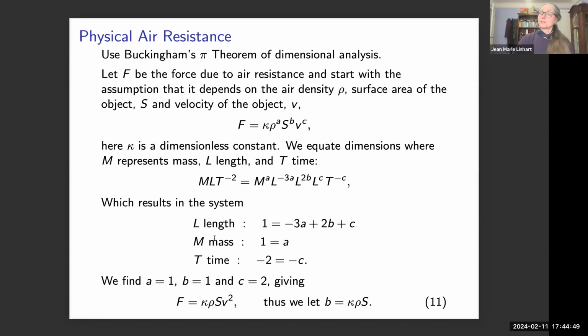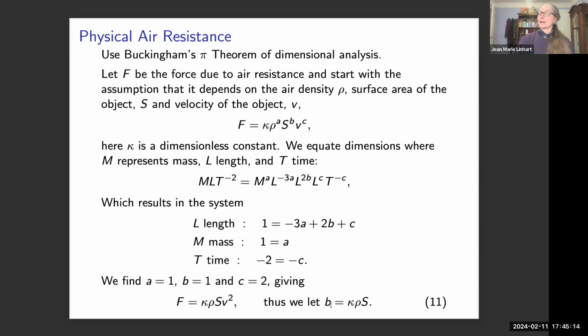So we get the following system of equations here. We get 1 is equal to negative 3a plus 2b plus c, 1 is equal to a, and negative 2 is equal to negative c. And of course, we solve that: a equals 1, b equals 1, c equals 2. So our force due to air resistance is going to be kappa rho surface area velocity squared.